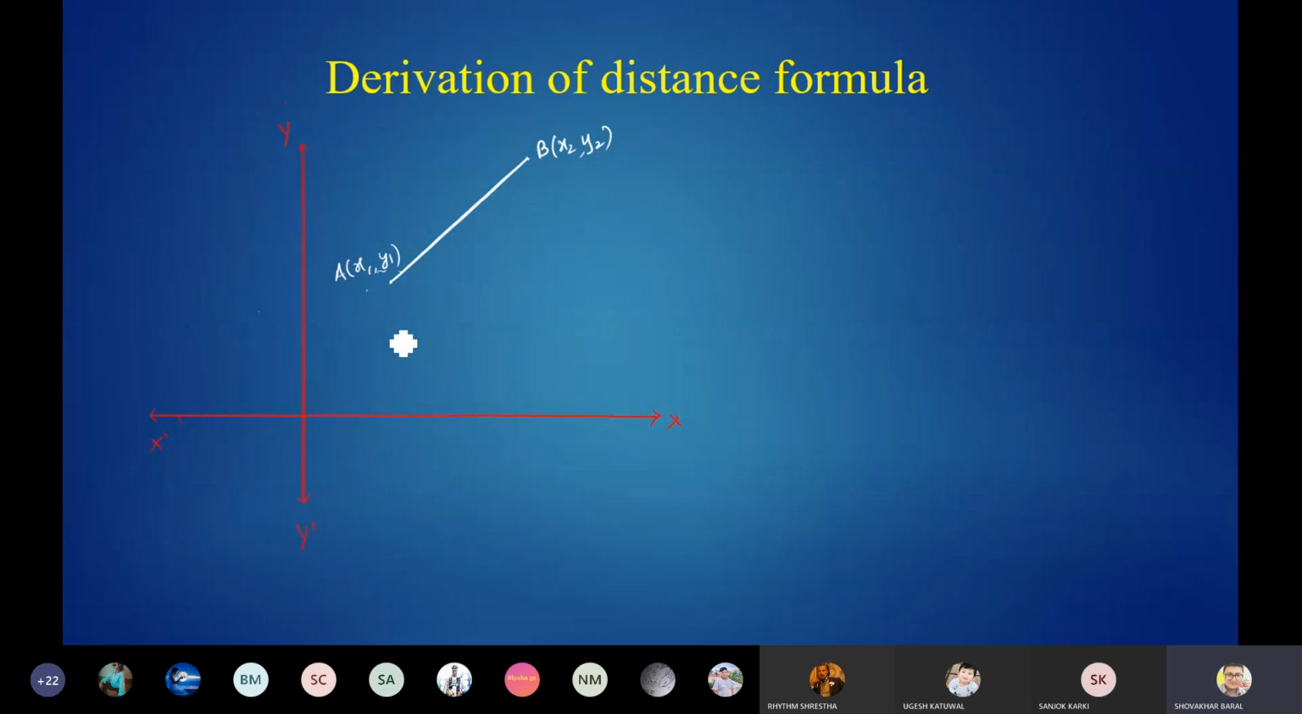Okay, so what basically I am trying to show you is the distance between these 2 points is root under (x2 minus x1) whole square plus (y2 minus y1) whole square. Okay, so if this point is A(x1, y1), let me show you how. Let me draw one more line here. Let me draw the perpendicular actually.